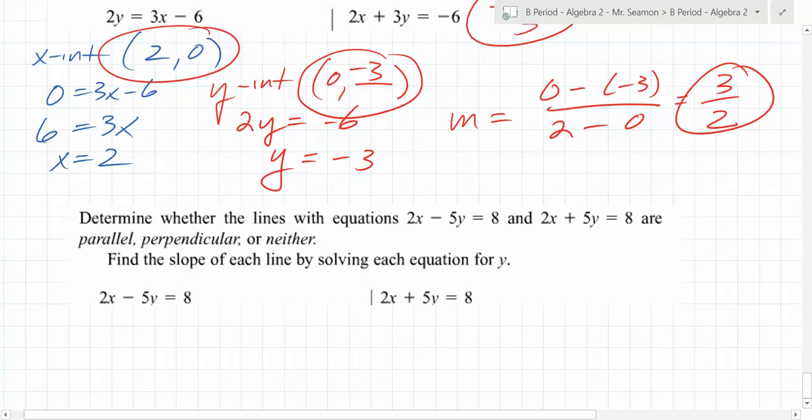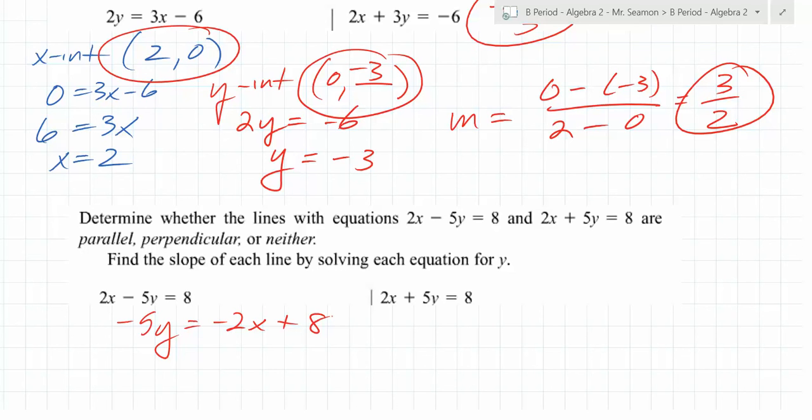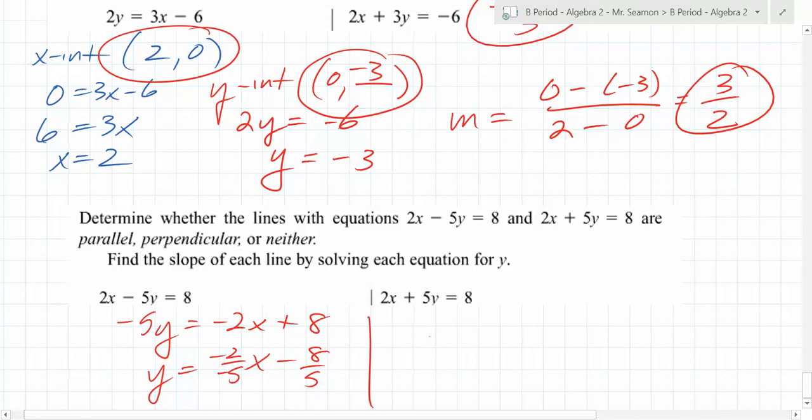If you do this out, I'm going to show you something else. If I wanted to isolate y, I subtracted 2x from both sides. What should I divide both sides by? On this side, you get 5y equals negative 2x plus 8. So y is equal to negative 2/5 x plus 8 over 5.